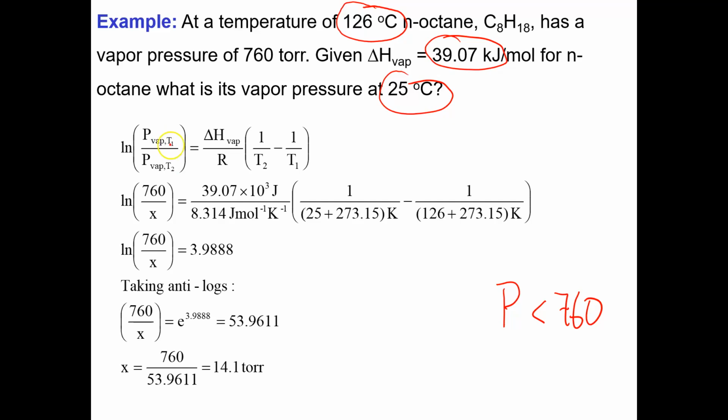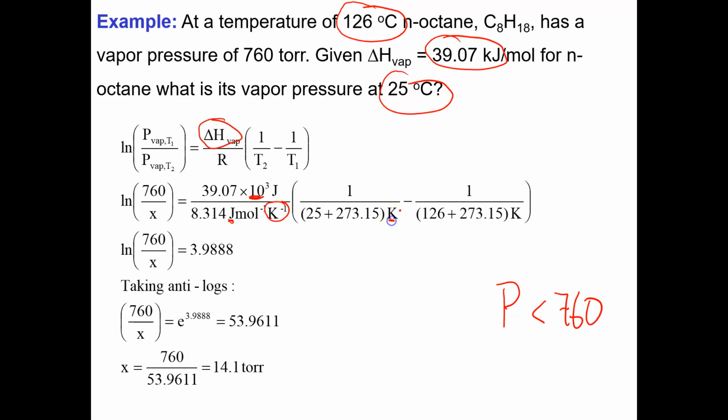So we're going to let our first temperature, our T1, be 126. So P1 is 760. When I put in the enthalpy of vaporization, I'm going to turn that into joules, and the reason for that is because R has units of joules in it. So for R to function correctly, we have to have the correct units there. And then it's worth noting what the units on R are. They're joules per mole per Kelvin, and that's a good reminder that our temperatures need to be in Kelvin.